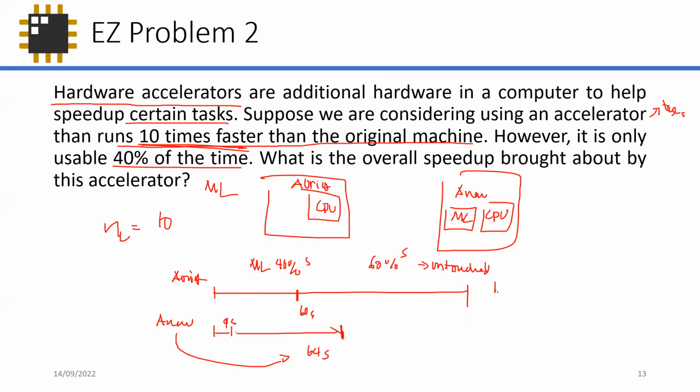But the old one is around 100 seconds. So how much speed up is that? Right? So it's like 100 seconds divided by 64 seconds, whatever that is. Okay? So visually, that's how you're going to approach it.